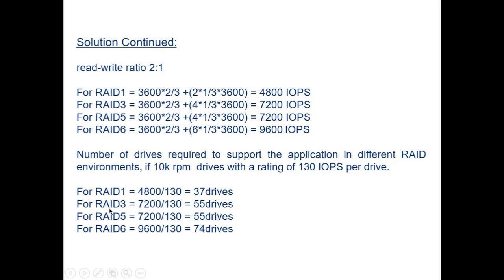For RAID 3, it is 7200 by 130, which is 55 drives. For RAID 5, again it is 7200 by 130, which is 55 drives. For RAID 6, it is 9600 divided by 130, which equals 74 drives. So we have computed the disk load for RAID 1, RAID 3, RAID 5 and RAID 6, and also the number of disk drives required. Using the disk load computed earlier, we computed the number of hard disk drives required.